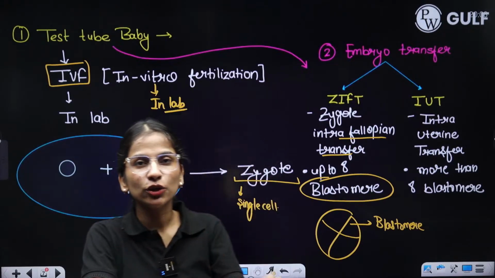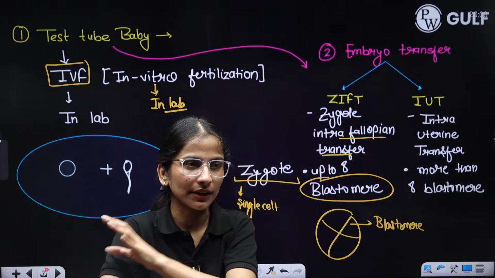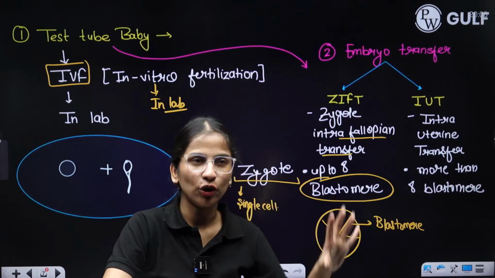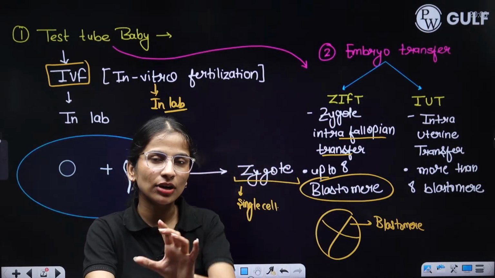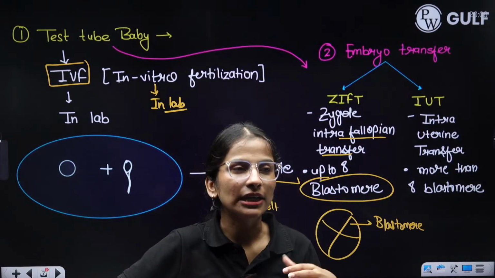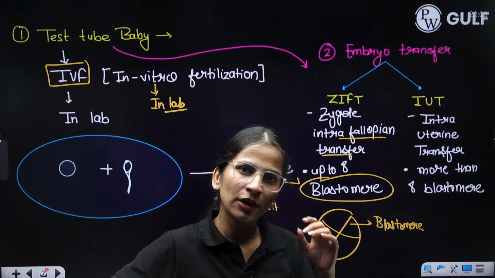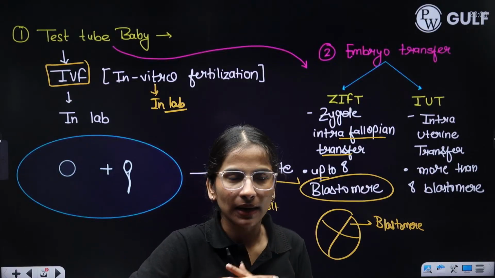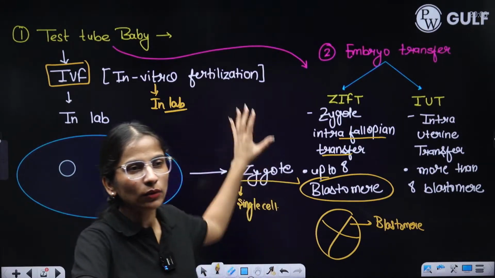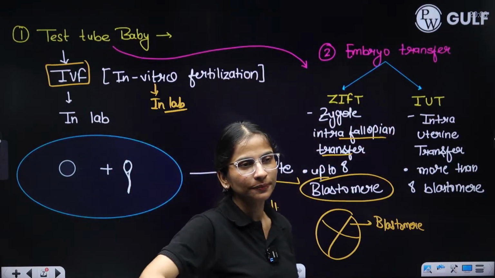ZIFT is zygote intrafallopian transfer, the transfer of up to 8 blastomere stage into the fallopian tube. Intrauterine transfer is IUT. More than 8 blastomeres are there, hence we are transferring it directly into the uterus. From there it will get naturally implanted and pregnancy will occur. Clear? Any doubts in ZIFT or IUT till now?